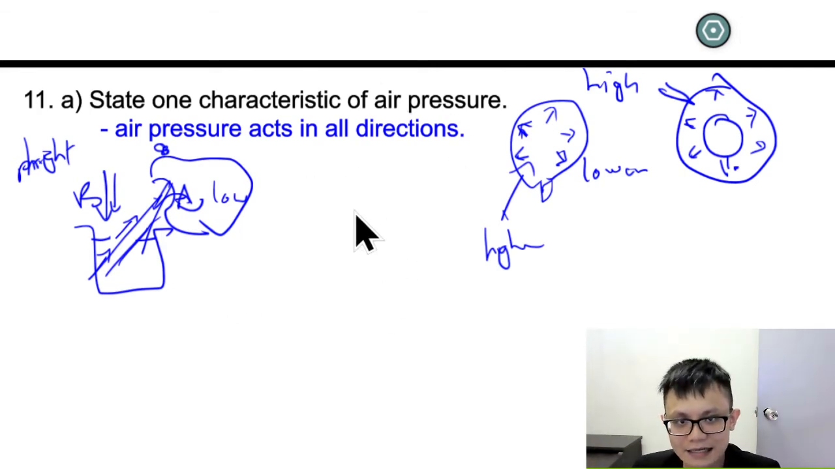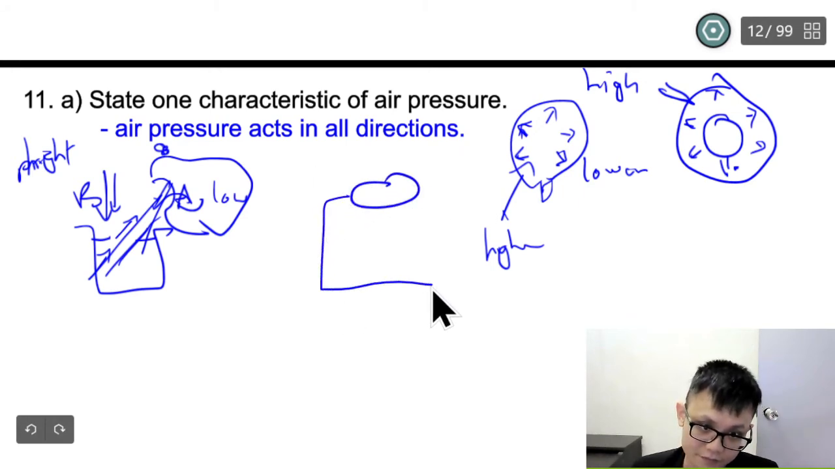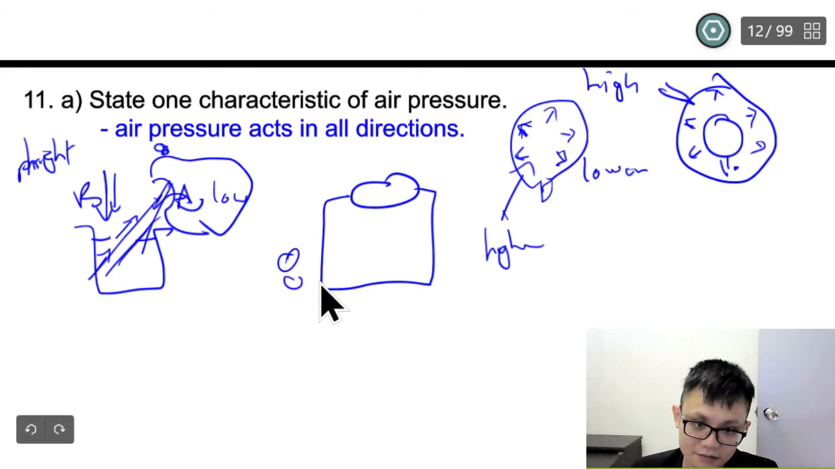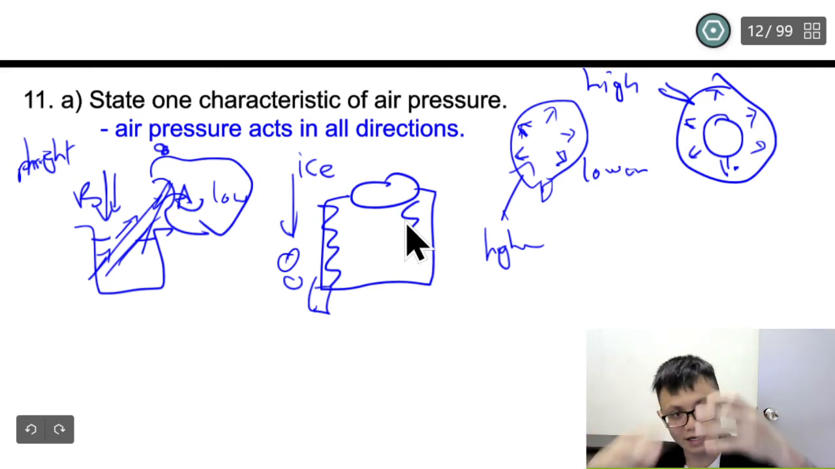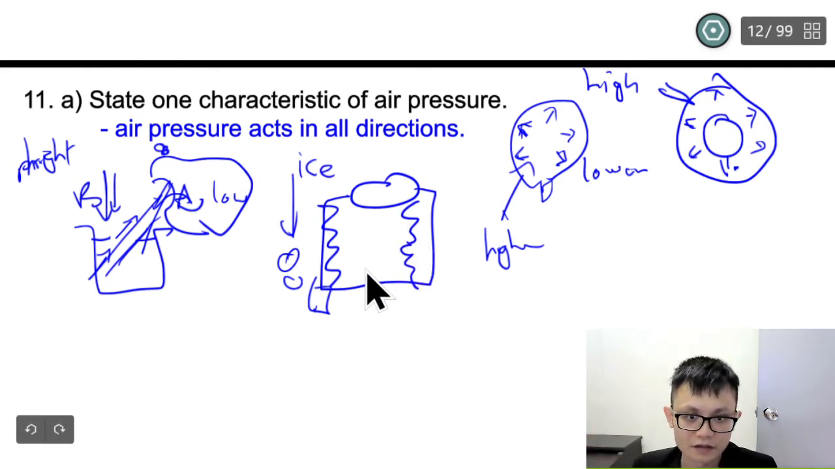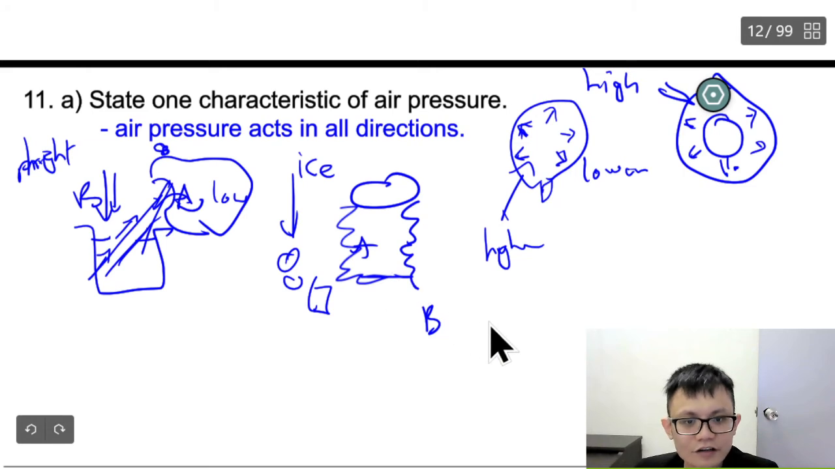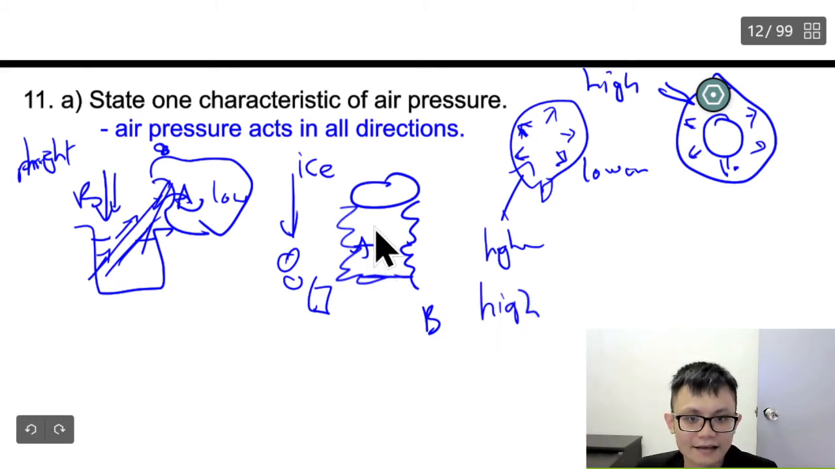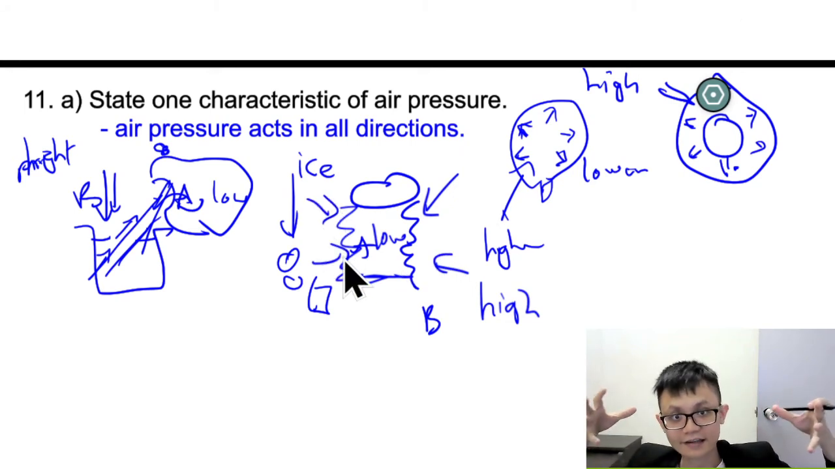Okay, last example. Let's say this is a can. I put ice, and suddenly this thing will shrink. So A and B, which one got high pressure, which one got low pressure? Okay, very good. B is high, A is low pressure, because the wind starts to press the tin. So the tin actually shrinks.